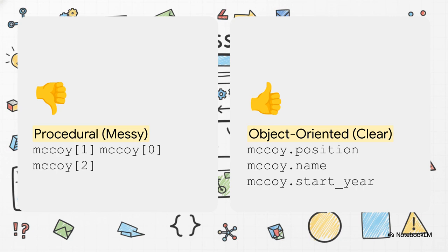And now, this is the big aha moment. Just look at the difference here. On the left, you have this cryptic code where you have to remember what's at index 1. On the right, it's just clear. McCoy.position. You know exactly what that is. There's no guesswork. This is the beautiful clarity that thinking in objects gives you.